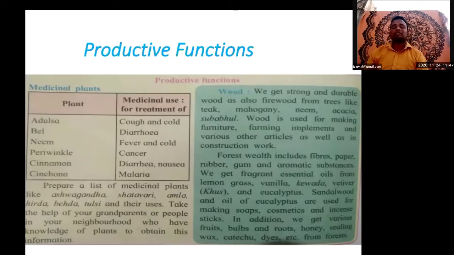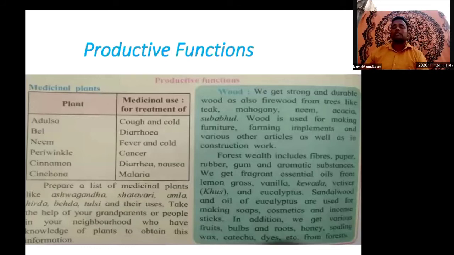So these are the plants which work as medicine. Now prepare a list of medicinal plants like ashwagandha, shatavari, amla, hirda, behda, tulsi, and their uses. Take the help of your grandparents, parents, or people in the neighborhood. Many of these plants you have already heard of, like ashwagandha. Many times on television you can see ads which contain ashwagandha, shatavari, amla. So these are the medicinal plants.